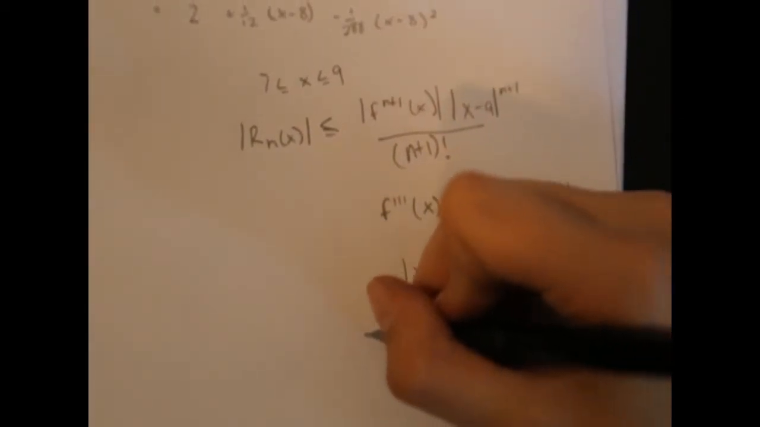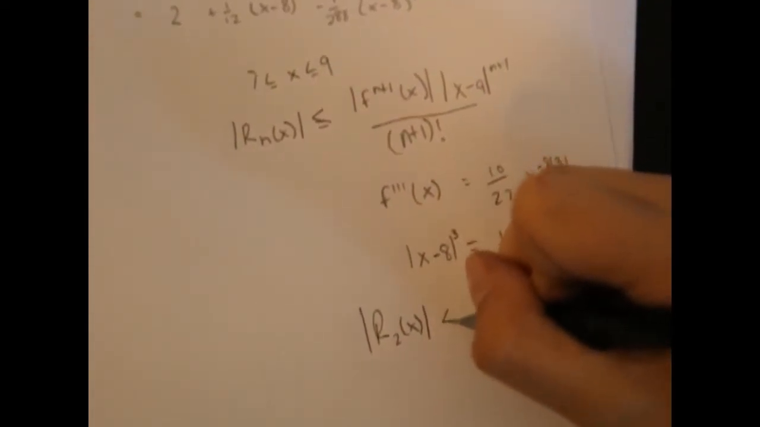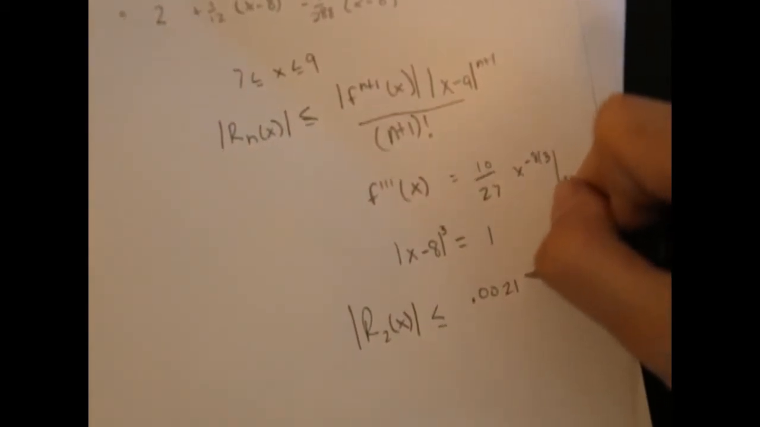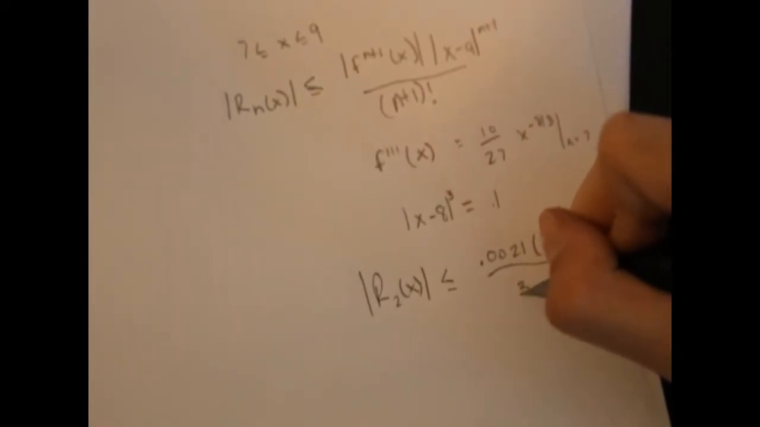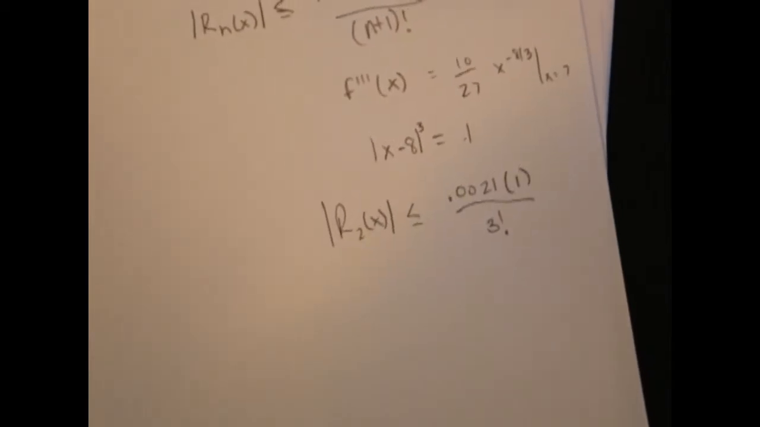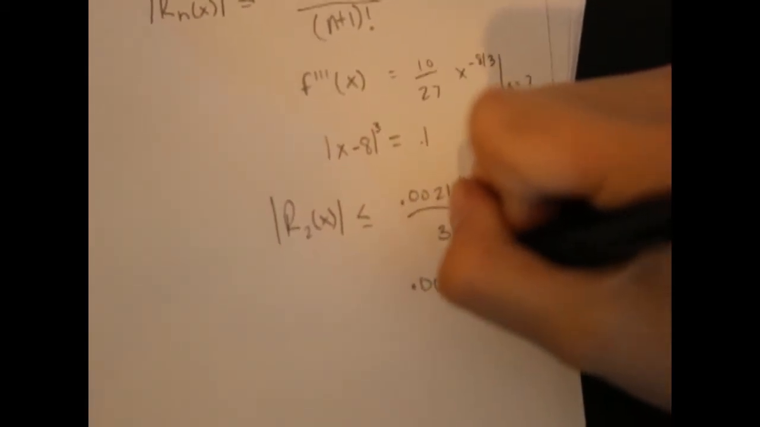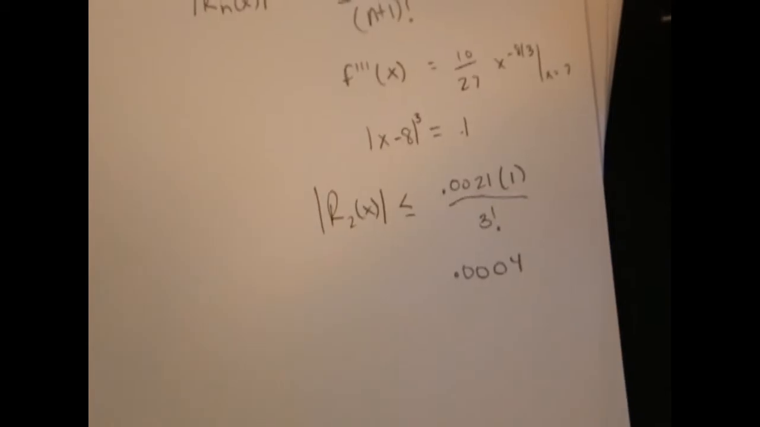So overall, the absolute value of R 2 of x is less than or equal to 0.0021 times 1 from this maximization, all divided by 3 factorial. If you do this, what you're going to get is 0.0004. So that basically means that our error is 0.0004.